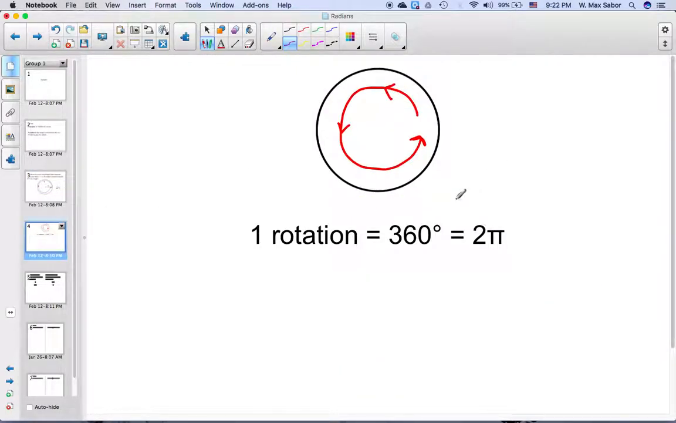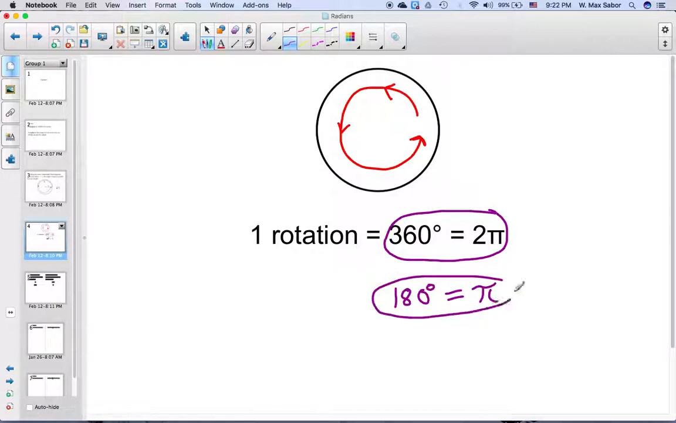So one rotation is 360 degrees, but it's also 2 pi in radians. We don't generally write the word radians afterward. It's unitless because it's based off of a ratio. But this part of the formula is what we care about more. And if you divide this by 2, you get that 180 degrees equals pi. So this is typically what we'll use.